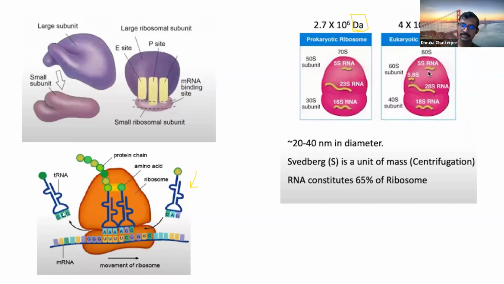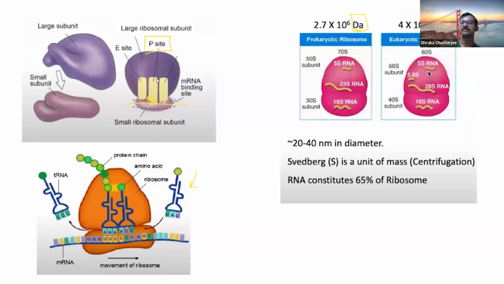After the small subunit binds to this mRNA, the large ribosomal subunit binds to this complex of the small ribosomal subunit and the mRNA. After the formation of this complete complex, that is the mRNA sandwiched between the small ribosomal subunit and the large ribosomal subunit, the start codon, that is the AUG, is present here. This site is called the P site or the peptidyl site.